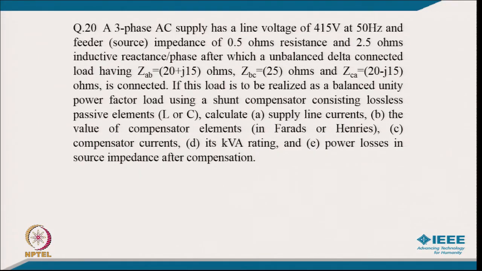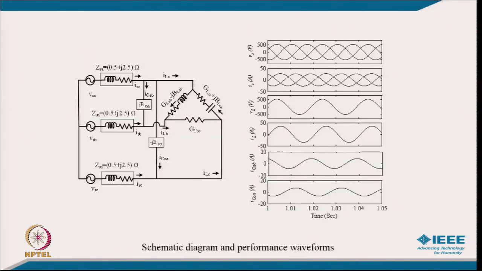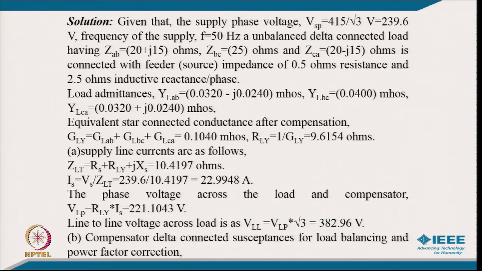Coming to problem number 20 as an example: a 3-phase AC supply system has a line voltage of 415 volt and a feeder impedance of 0.5 plus j2.5 ohm, inductive reactance, after which an unbalanced delta-connected load is connected, Z_AB, Z_BC and Z_CA. If the load is to realize a balanced unity power factor load with a shunt compensator, calculate the supply current, compensator current, kVAR rating and power loss in the source impedance after compensation. This is the unbalanced load data, the source impedance is there, and we put a compensator for balancing this load.